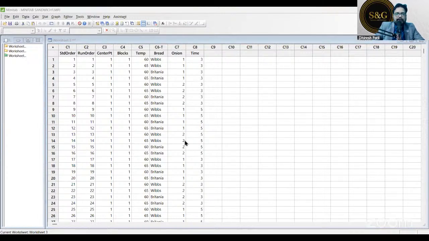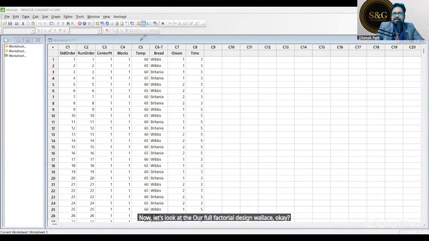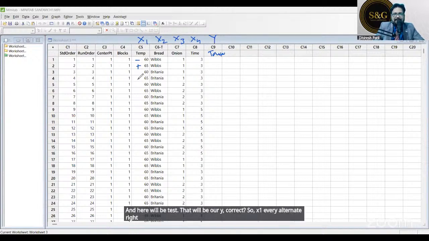Now let's look at our full factorial design wala case. Okay. So we have got x1, x2, x3 and x4, and here will be test. That will be our y, correct? So x1, every alternate, right? Minus plus, minus plus, minus plus, minus plus, and it continues.